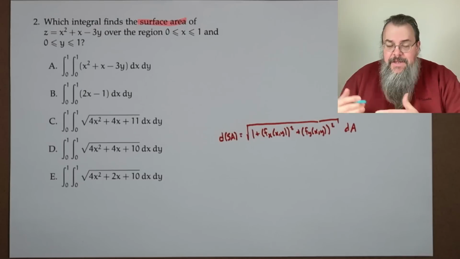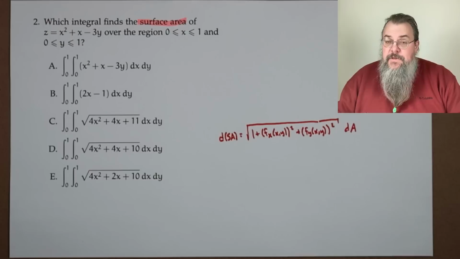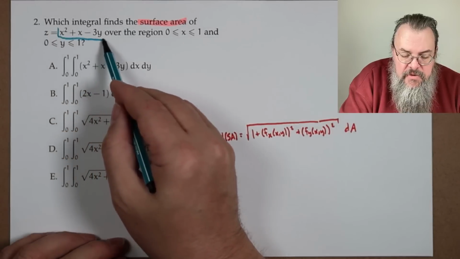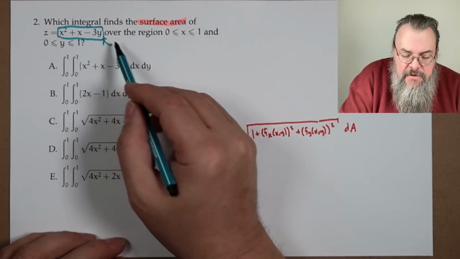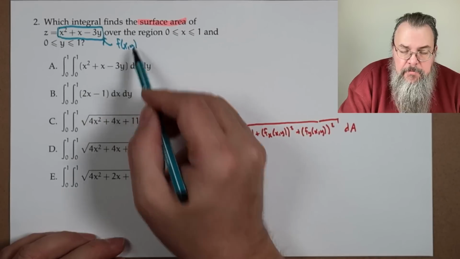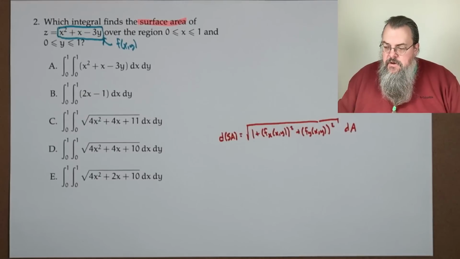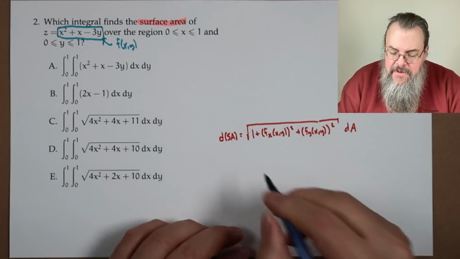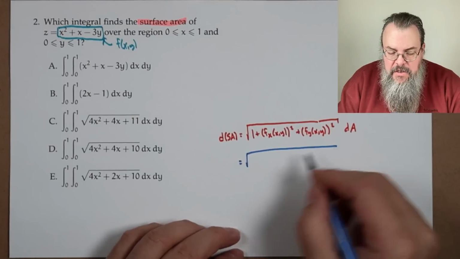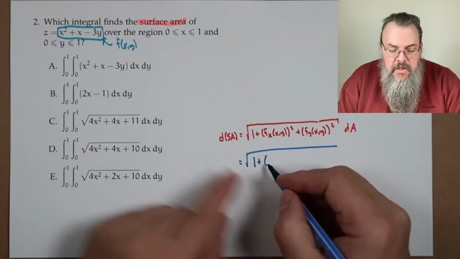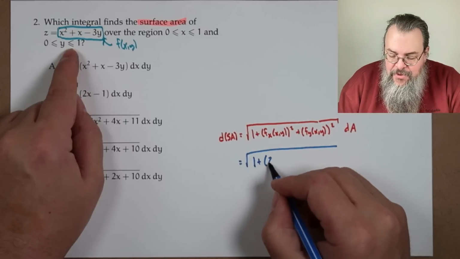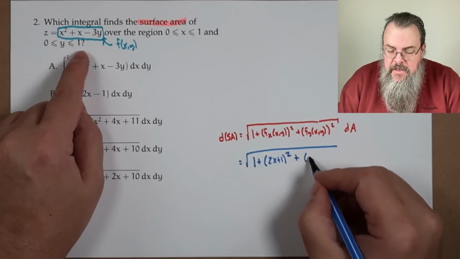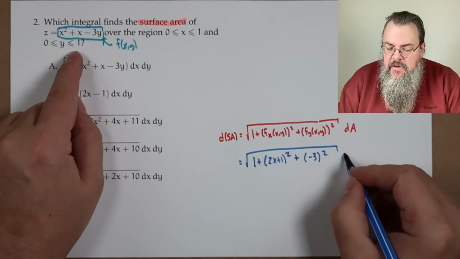Now what is the f here? Well, f is your function that defines your surface. So that's this piece over here, this x squared plus x minus 3y. This is your f of x comma y. So we know where we're going here. We're going to have the square root of 1 is 1. Take the derivative with respect to x: 2x plus 1, square it. Take the derivative with respect to y: negative 3, square it.